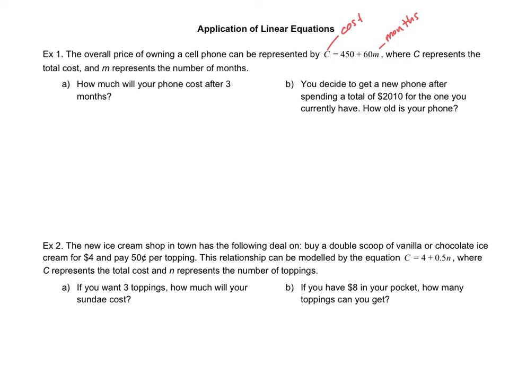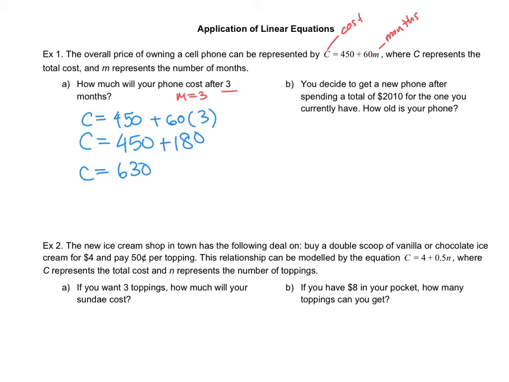So let's see, for A, how much will your phone cost after 3 months? All you have to ask yourself is, do I put the 3 months in for C or for M? 3 is the number of months, so we are going to replace M with 3 in our equation. So I'm rewriting everything, except instead of the M, I'm going to put the 3 months. And now we can just simplify this. So thinking about BEDMAS, we do 60 times 3 first, which is 180. And then we can add up the 450 and the 180 to get 630.